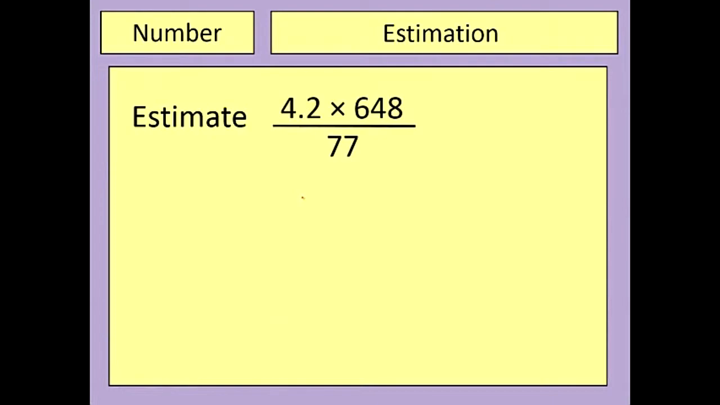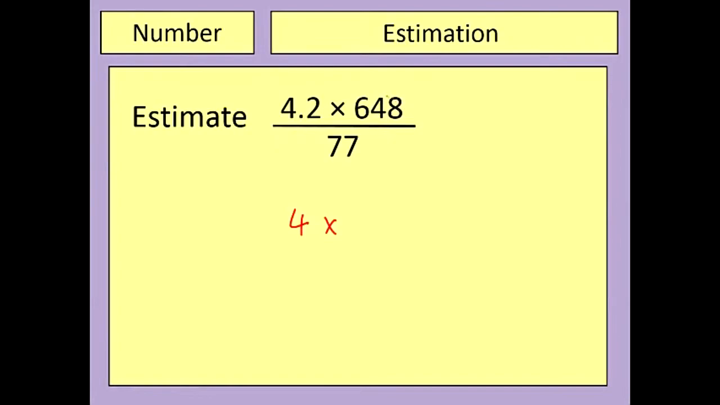Okay, here's the second one. We'll try it in exactly the same way. So the first step is to round all of the numbers to one significant figure. So 4.2 to one significant figure, well, that's just 4. And then 648 to one significant figure. Now, this one is one that you need to be a bit more careful on. The answer is 600. If you watch the significant figures video, you'll probably understand why.